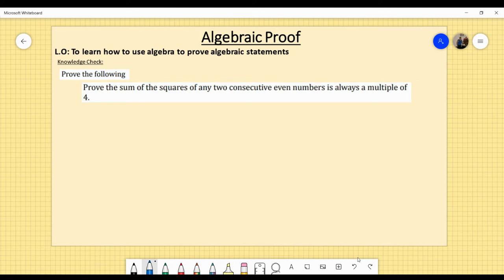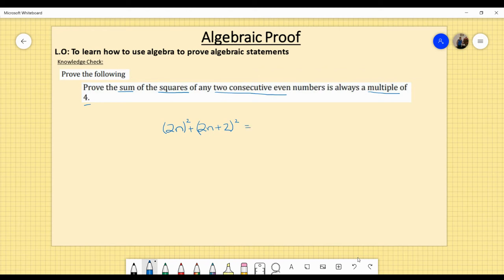So we need to prove the sum of the squares of any two consecutive even numbers is always a multiple of 4. So again, it's quite a bit going on this time. So the sum of the squares, two consecutive even numbers, and is a multiple of 4. So let's start off with our consecutive even numbers. We know an even number is going to be a multiple of 2. So the first one is going to be 2n, and then the next one will be 2n plus 2. We then want to sum the squares, so we want this one squared and this one squared, and then we want to add them.